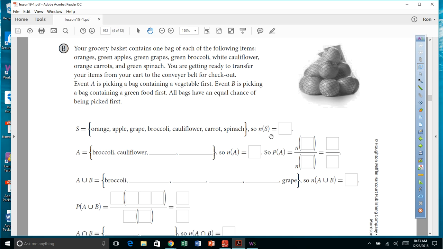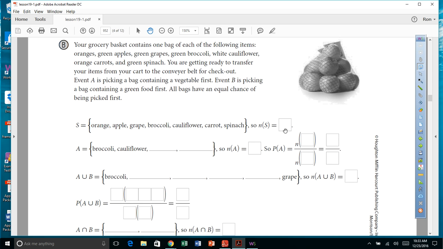Your grocery basket contains one bag of each of the following items: oranges, apples, green apples, green grapes, green broccoli, white cauliflower, orange carrots, and green spinach. You are getting ready to transfer your items from your cart to the conveyor belt for checkout. Event A is picking a bag containing a vegetable first. Event B is picking a bag containing a green food first. All bags have an equal chance of being picked first.